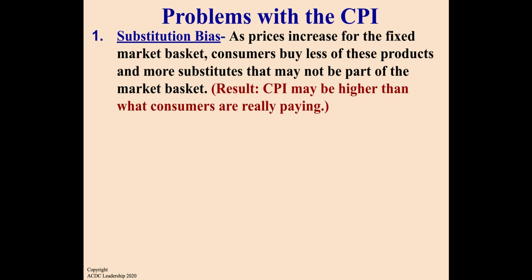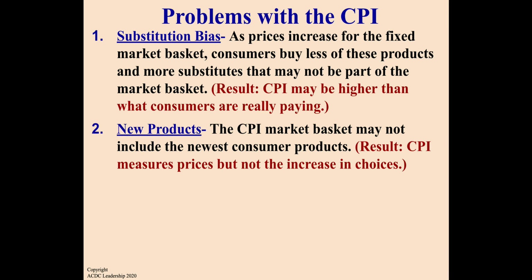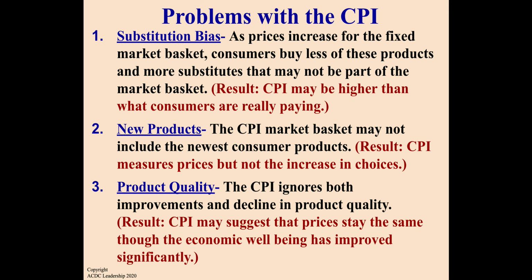Now, there are a couple of problems with CPI. One, substitution bias. As prices increase for the fixed market basket, consumers buy less of those products and more substitutes that may not be part of the market basket. Remember that under demand. As a result, the CPI may be higher than what consumers are really paying. Also, new products emerge. The CPI may not include the newest consumer products. Finally, product quality. CPI does not take into account improvements or decline in product quality. Therefore, the CPI may suggest that prices stay the same, though economic well-being has improved significantly.